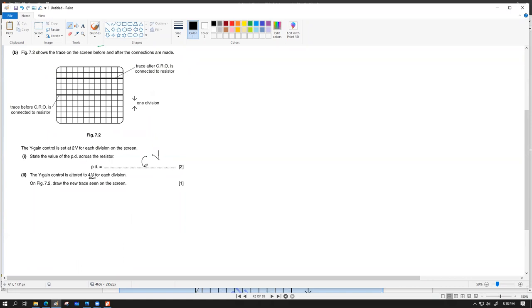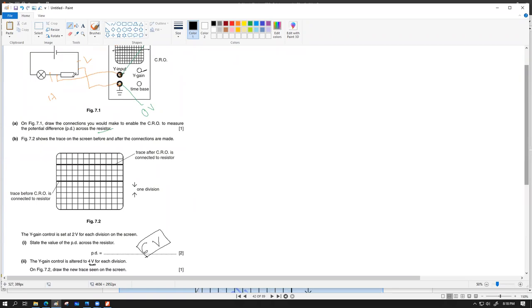Now, if you alter the trace for 4 volt per division, then how many divisions should you require to represent 6 volt? Because this output from the two sides of the resistor, this 6 volt would still remain 6 volt, right? Yes, sir. This 6 volt is not changing because we're only changing the scale. So you are doubling the scale, so the graph should become half, which means the new trace should be located at half distance from the earlier graph.